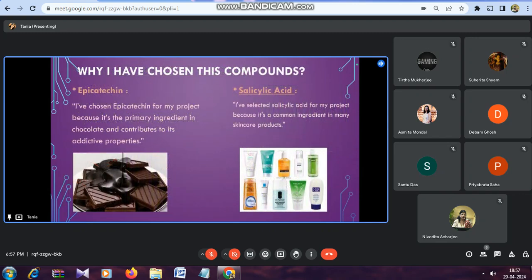Why I have chosen these compounds? First one is epicatechin. I have chosen epicatechin for my project because it is the primary ingredient in chocolate and contributes to its adhesive properties. Second one is salicylic acid. I have selected salicylic acid for my project because it is a common ingredient in many skincare products.